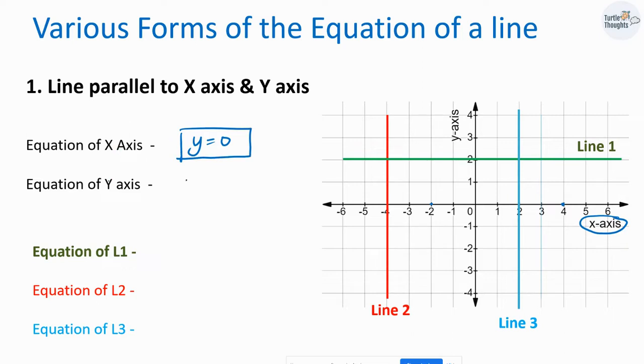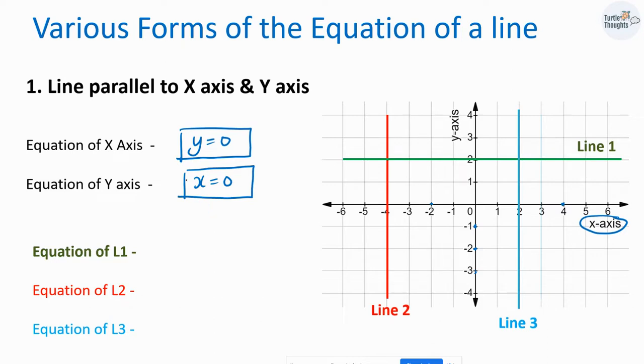Similarly, if you consider y-axis, any point on the y-axis, only the coordinate of y is going to change. Your x is not going to change. So I can tell that the equation of the line y-axis is going to be x is equal to 0. As simple as this.